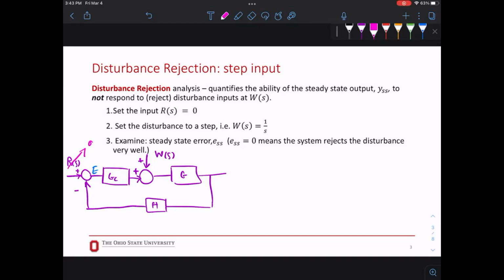Let's say it was a step function, because we know what a step function looks like. So we set that W(s) to be 1 over s. Now this is our new system. If you can rotate it, I'm going to show it here. So now this is going to be W equals 1 over s. Then this is G, this is Y, and I have H and GC here in my feedback loop.